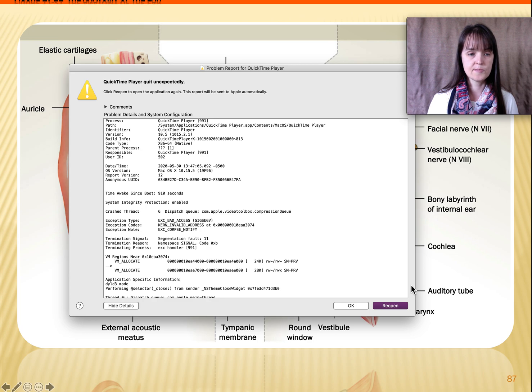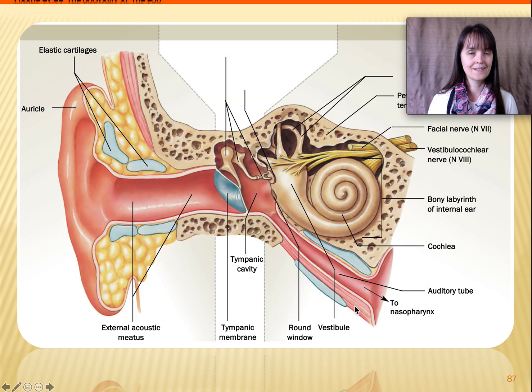Is that from the last time? Yeah, all right. Okay. There you go. Report from the last tech issue, apparently.